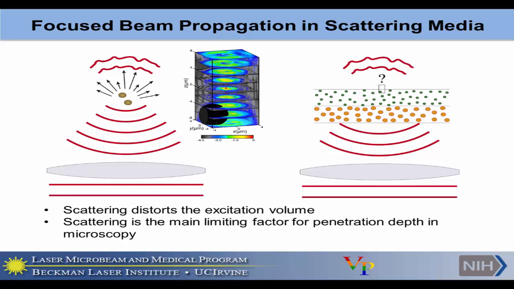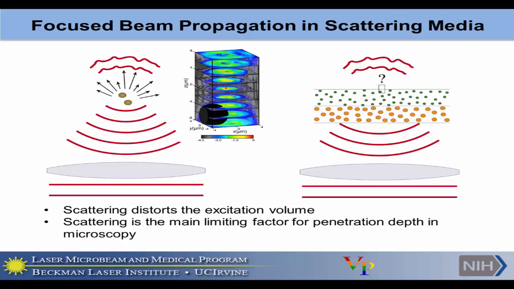So the main question ahead of us is, how do we model focus beam propagation in a scattering media? We have a couple of scatterers like this, or we have this kind of thick tissue, and we have different kinds of scatterers. This is a complex problem, a very hard problem, and finding a solution is really hard. So this is what we are trying to achieve, but we have to start from a simple case and then go from there.